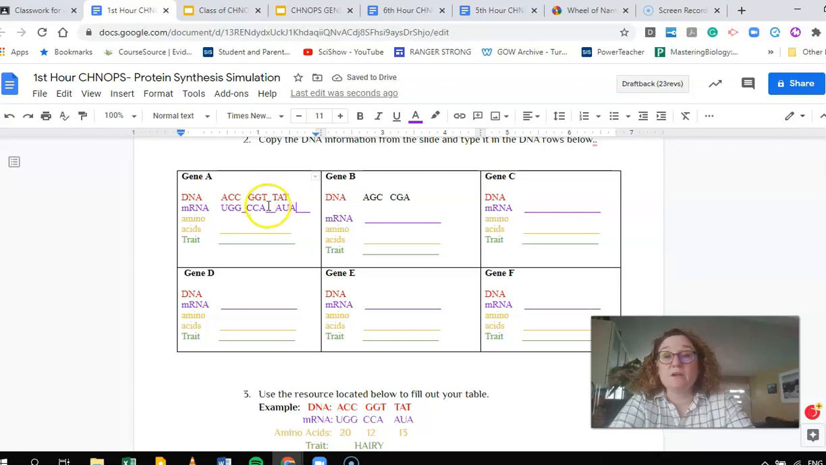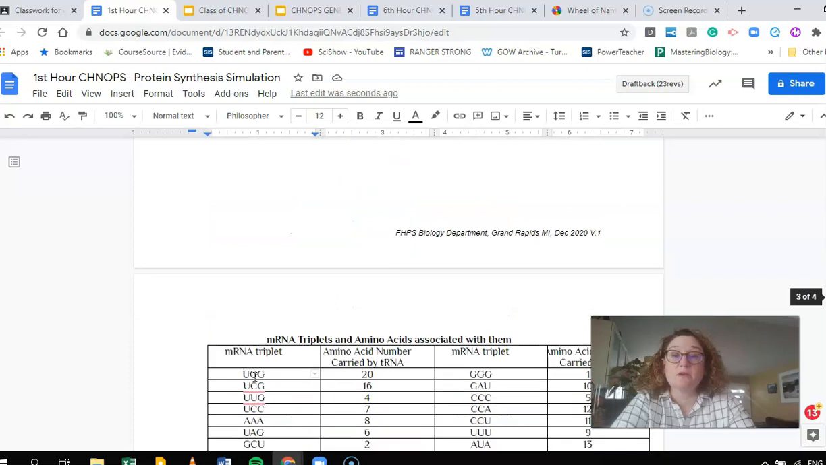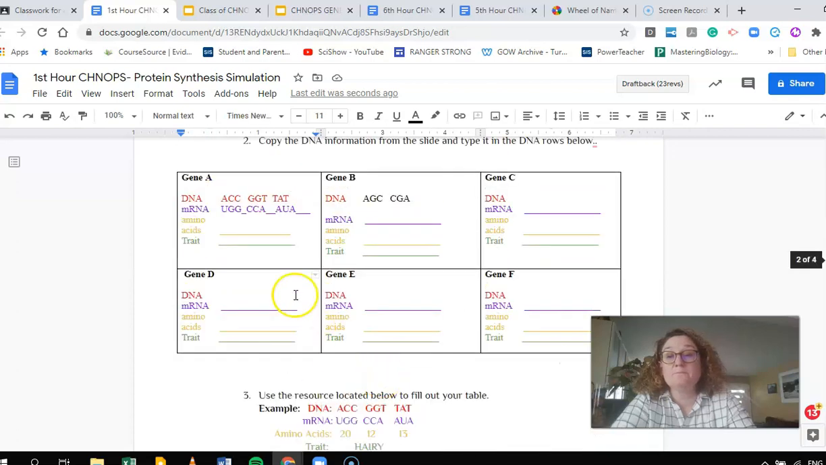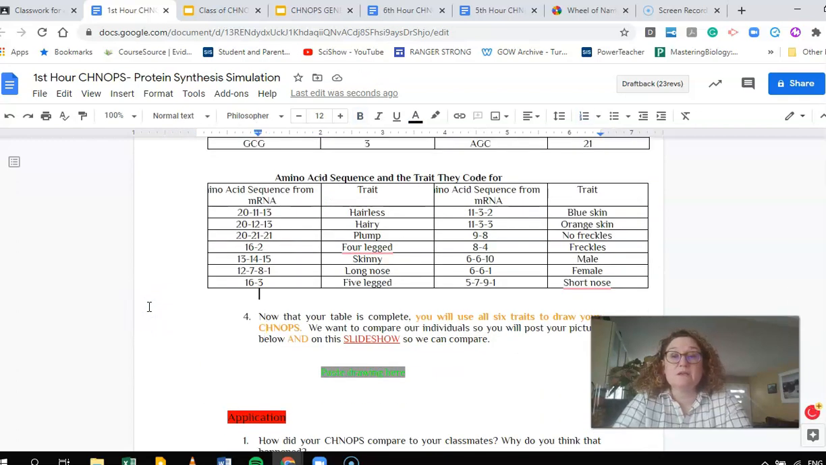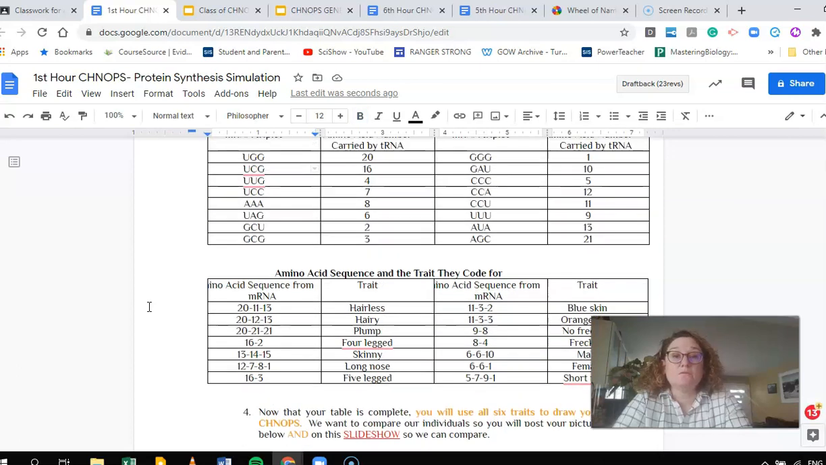Remember that the mRNA then is going to be used to make the amino acids. So from there, I'm going to come down here. So I've got UGG, so my first amino acid is going to be 20. So up here I would put my 20. And then I have CCA. So now I'm going to find CCA, which is 12.